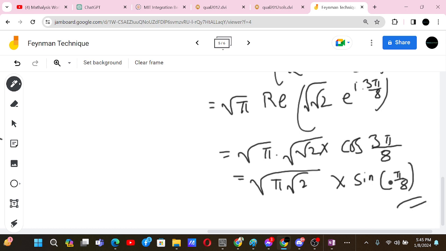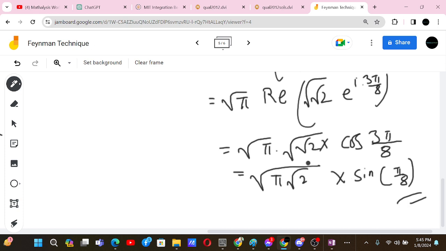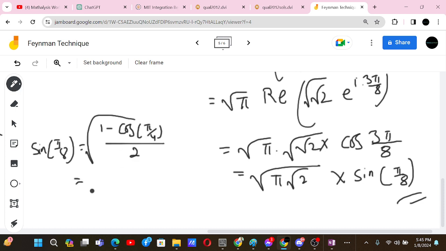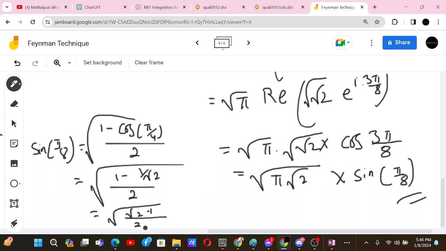This is the answer. You can find the sine of pi by 8 as well from some other trigonometric formulas, which is sine pi by 8 will be root of (1 minus cos pi by 4) by 2. And cos pi by 4 is 1 by root 2, so that's root of (1 minus 1 by root 2) by 2, so that's root 2 minus 1 by 2 root 2. Okay, so that's about this integral.